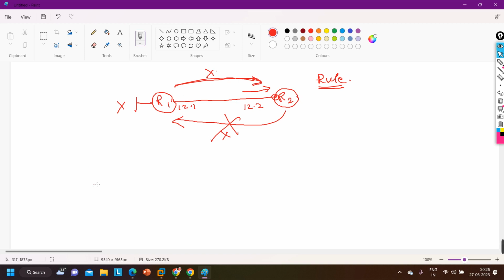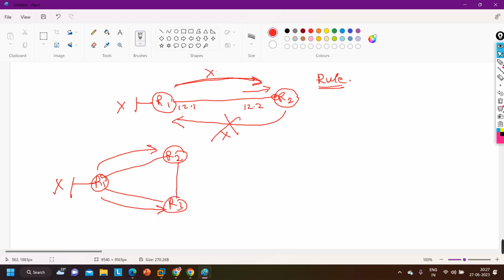Now I have router 1, router 2 and router 3. Now again router 1 has one network, X network. So router 1 will advertise to router 2 and to router 3. Router 2 will also advertise to router 3, and router 3 will also advertise to router 2. Guys, tell me, when router 3 will advertise X network information to router 2, will router 2 accept?